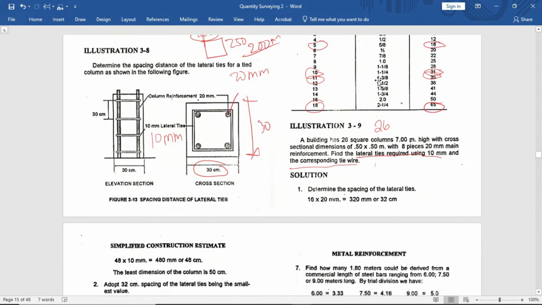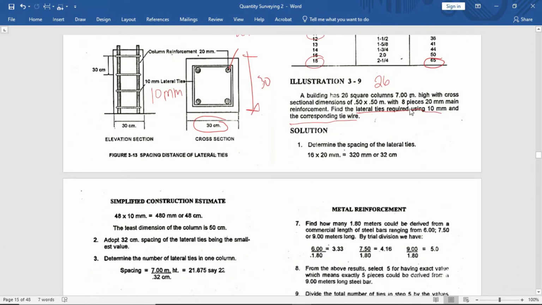So, first is, determine natin yung spacing ng lateral ties natin. First condition is 16 times the main bar diameter. 20 yung gamitin kasi ito yung given sa problem. So, 16 times 20 is 320 mm. Yung pangalawa naman is 48 times the diameter of the lateral tie used. So, 48 times 10, 480 mm.